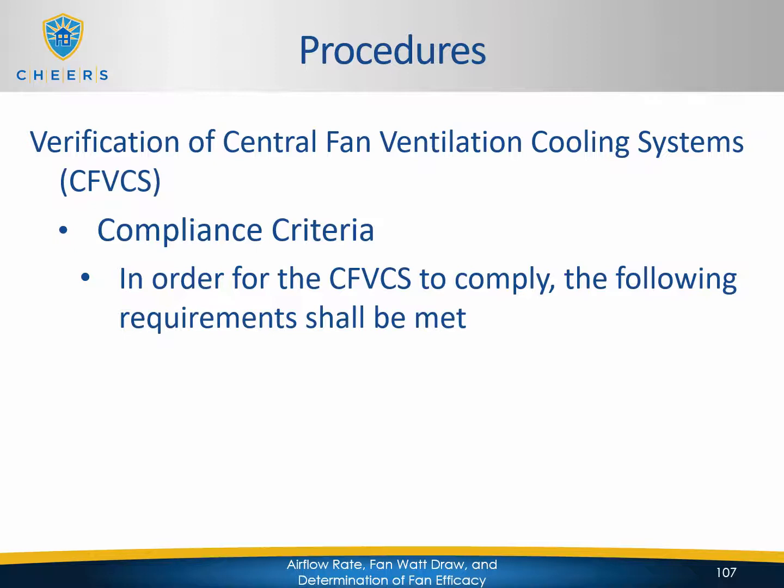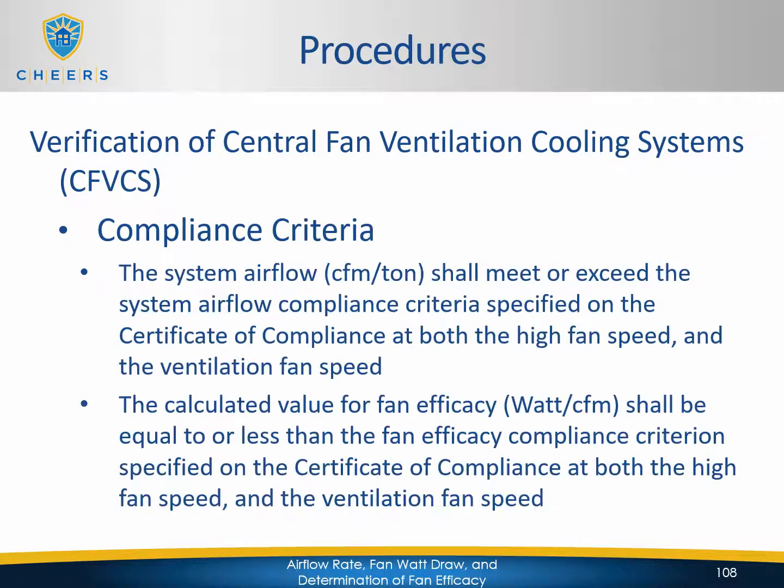So in order for these central fan and ventilation cooling systems to comply, there are two requirements that must be met. The first is that the system airflow, and again this is in CFM per ton, shall meet or exceed the system airflow compliance criteria specified on the certificate of compliance at both the high fan speed and the ventilation fan speed. And these are going to be different. High fan speed is just like what we're doing on any other standard HVAC system, but when it's a CFVCS, we're going to do both the high fan speed like normal, and then we're also going to do the ventilation fan speed.